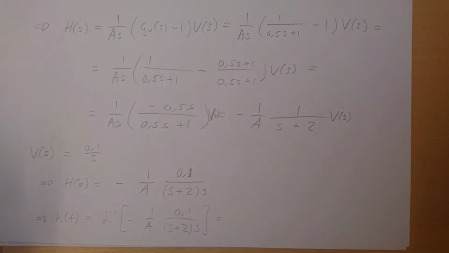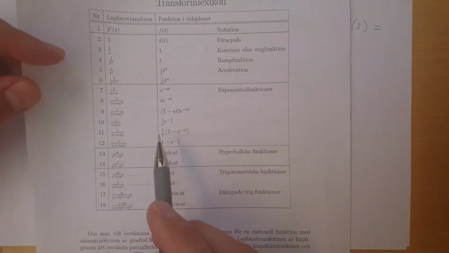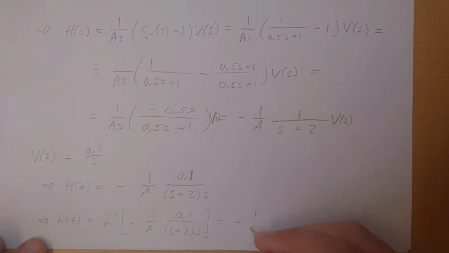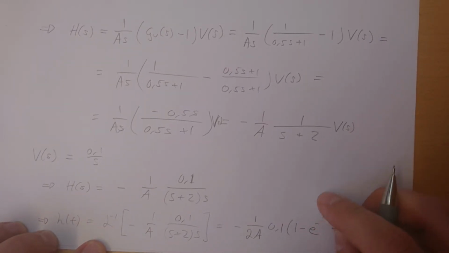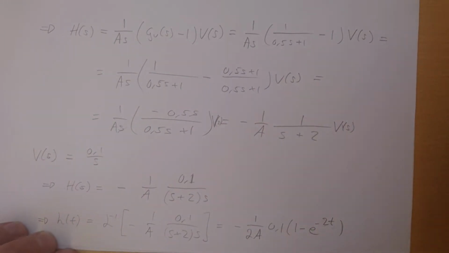I think we used this transform before, but we can shake it up. Here's my table. This is one of the standard transforms, and you find it here in your table as number 11. So let's use number 11, and we'll get that this becomes minus 1 on 2a times 0.1 times 1 minus e to the power of minus t on 2. No, sorry, it's not. I can't use the transform myself. It's minus 2t, like that. It's a bit too quick.